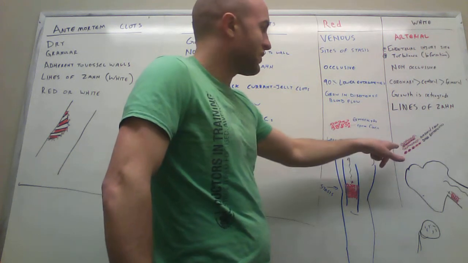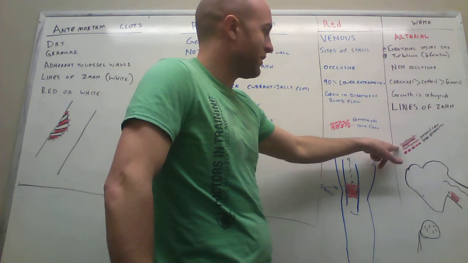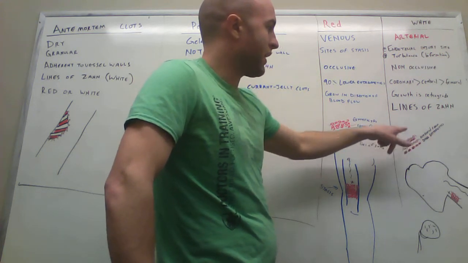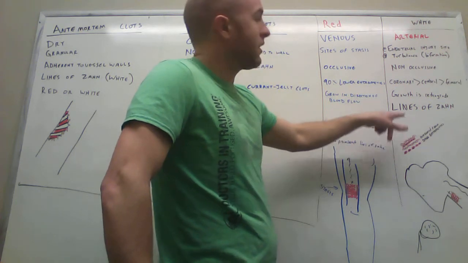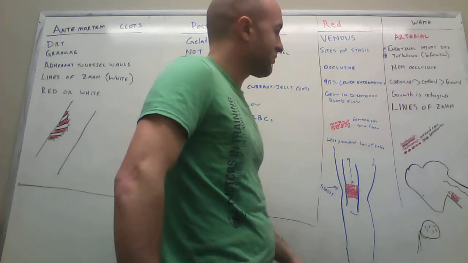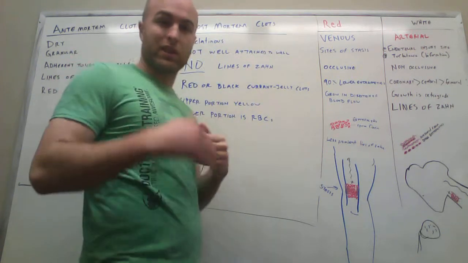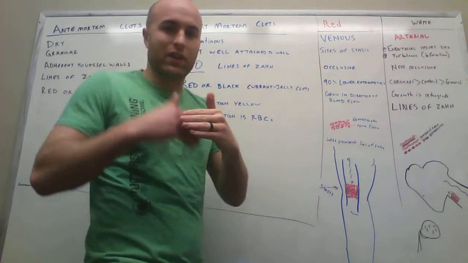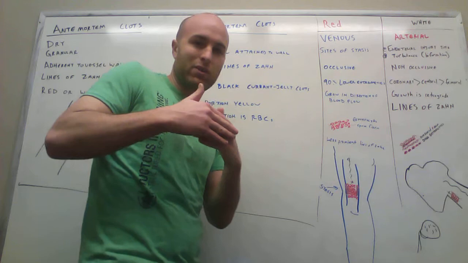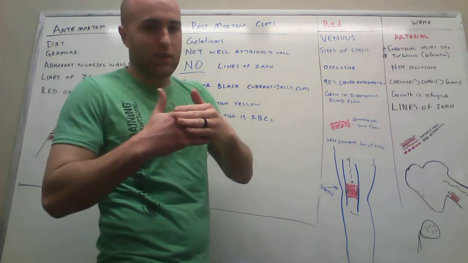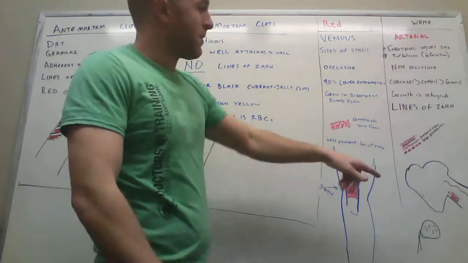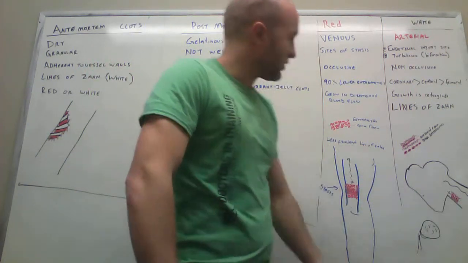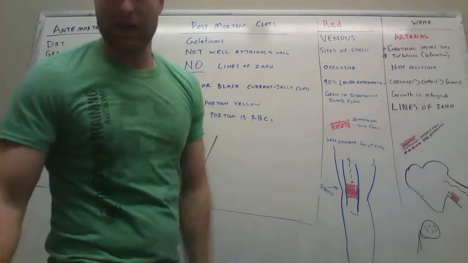This one is the one that has the lines of Zahn. Lines of Zahn are basically a layer of platelets and fibrin, then a layer of dark erythrocytes, then another layer of platelets and fibrin, and another layer of dark erythrocytes. It looks like layers of healing: the blood came and got stuck, then the fibrin grows over the top with the platelets, and it just keeps doing this, including this blood vessel. And that's all I got for that part.